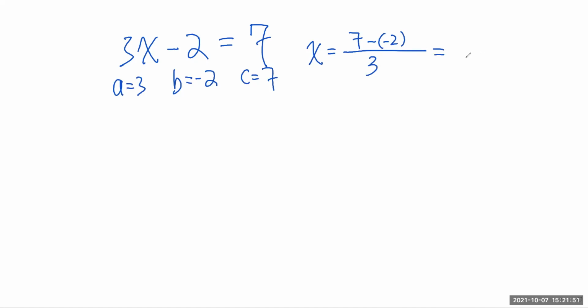That's just 5, right? No, no, that's minus, negative minus. So minus, minus, that becomes positive. Or we can think that we can change subtraction to addition, then we change the number to its opposite. So good. And 7 plus 2 is 9 over 3. And that gives us 3. Good. Okay, let's try that.